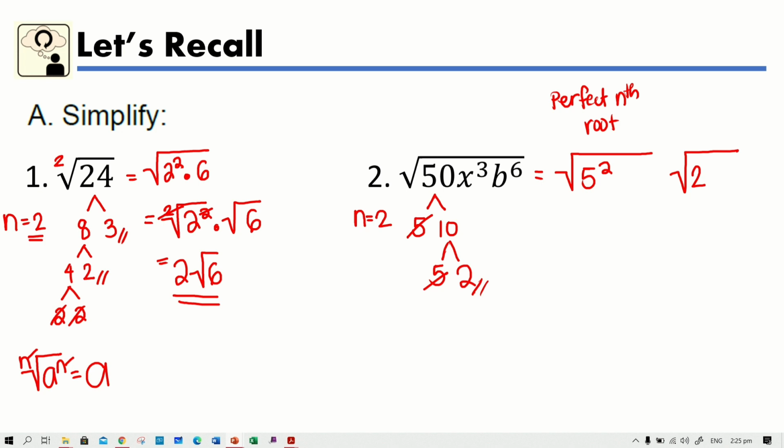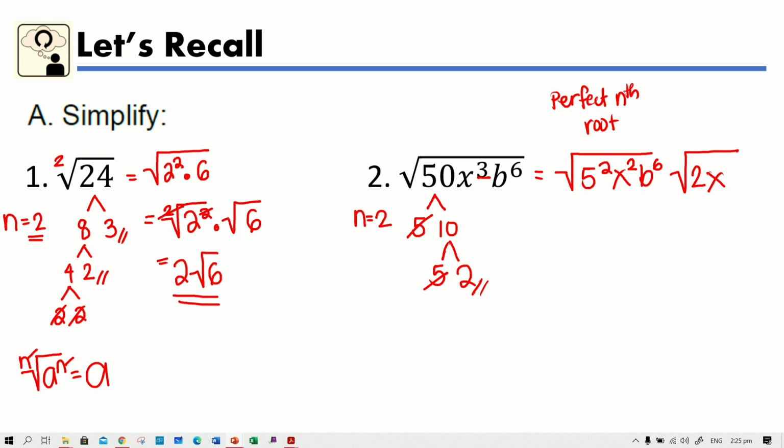Next is if we're going to divide 3 by the index, there is a remainder 1. So therefore, I'm going to place x squared here. And this is the perfect square root. And the remaining x will be placed here. Next is 6. 6 when divided by 2, our index, that is actually divisible by 2. So I will place it here, meaning to say that 6 is a perfect square root. Again, these are the perfect nth roots or perfect squares.